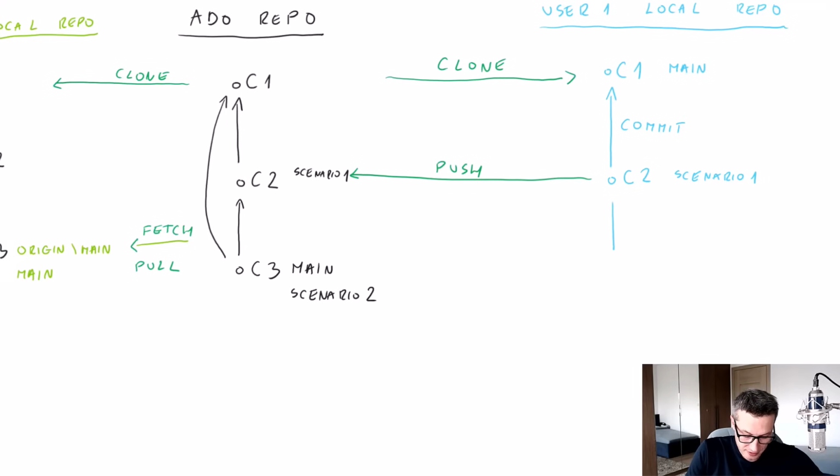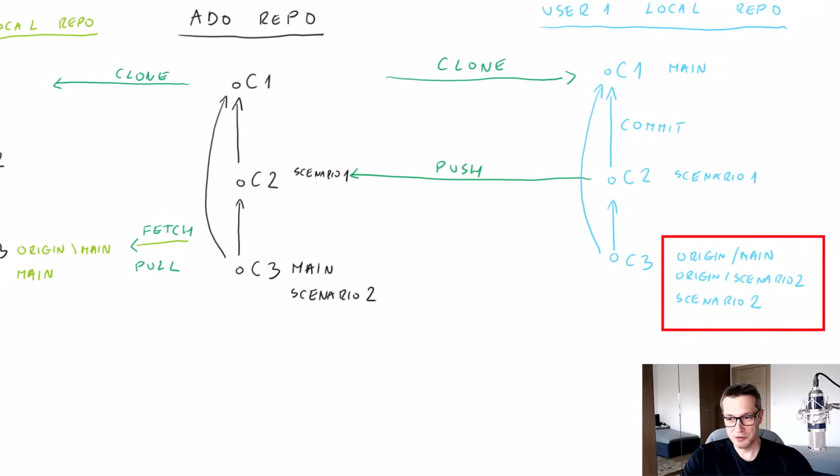So we would have this C3. It would be aware of this one. Obviously, origin main would be updated to reflect the state of the remote repo. You would have this origin scenario 2 branch created, and obviously scenario 2 as well. So all of those 3 branches would point to this C3 commit.